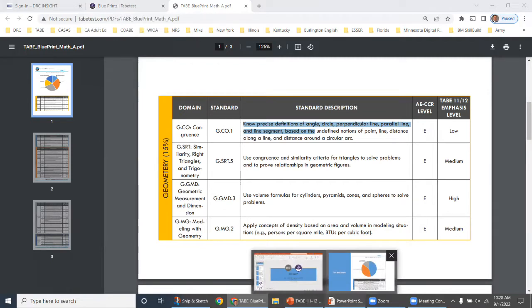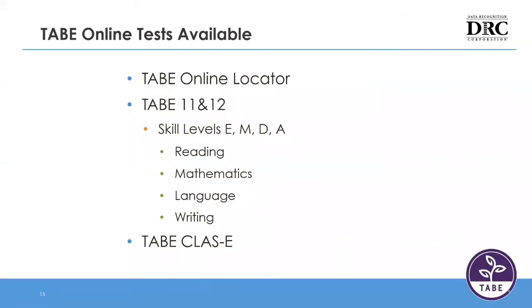Let me jump back to our PowerPoint presentation and talk about TABE Online specifically. Within TABE Online, we do have a locator available. The locator is also something that's available on the paper. As we mentioned earlier, the only thing that's missing from TABE Online is level L, that literacy level. So you have access to EMDNA, reading, math, and language, and also the writing test. And programs that do use the online system could use the Class E system for online ESL testing as well.